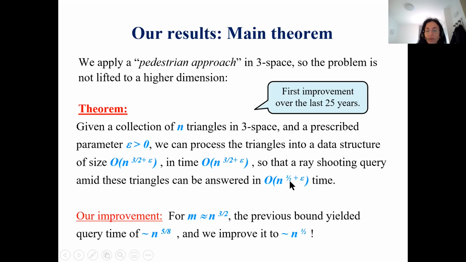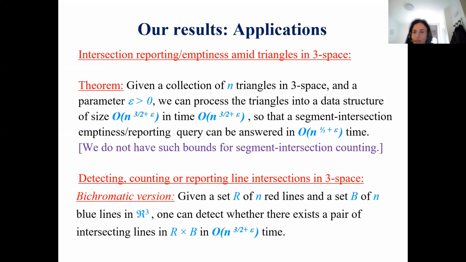So where is the improvement? For the choice of M equals n to the 3/2, the previous trade-off bound gave query time of n to the 5/8, and we improve it to roughly root of n. So this is the improvement. And now I'm going to revisit those applications and state the new bounds.